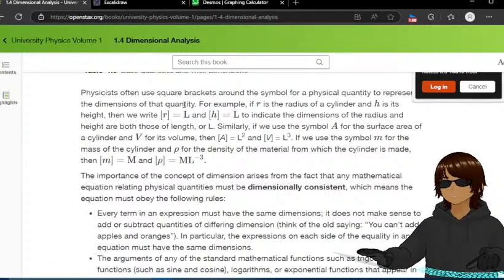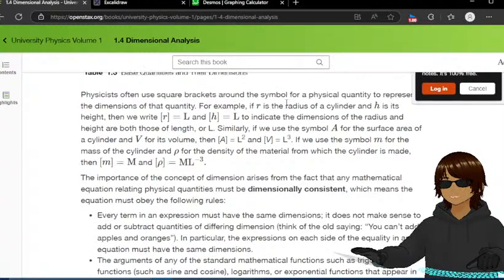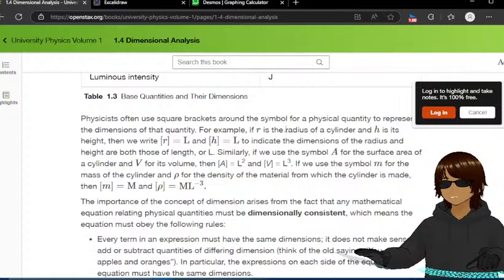Physicists often use square brackets around the symbol for a particular quantity to represent the dimension of that quantity. For example, if R is the radius of a cylinder and H is its height, then we write the dimension of R is L and the dimension of H is L, to indicate that the dimensions of a radius and height are both those of length, or L.